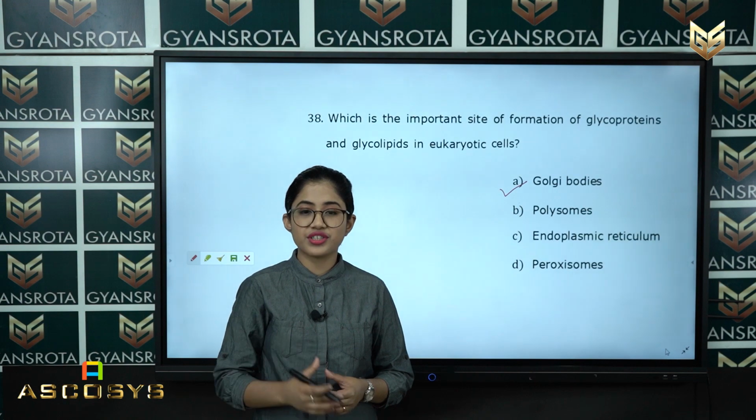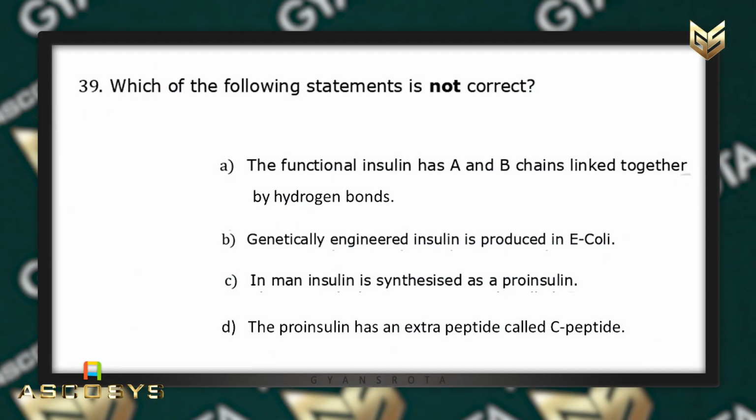Now, let us see the next question, that is question number 39. Which of the following statements is not correct? Option A, the functional insulin has A and B chains linked together by hydrogen bonds. Option B, genetically engineered insulin is produced in E. coli. Option C, in man insulin is synthesized as a proinsulin. And option D, the proinsulin has an extra peptide called C-peptide.